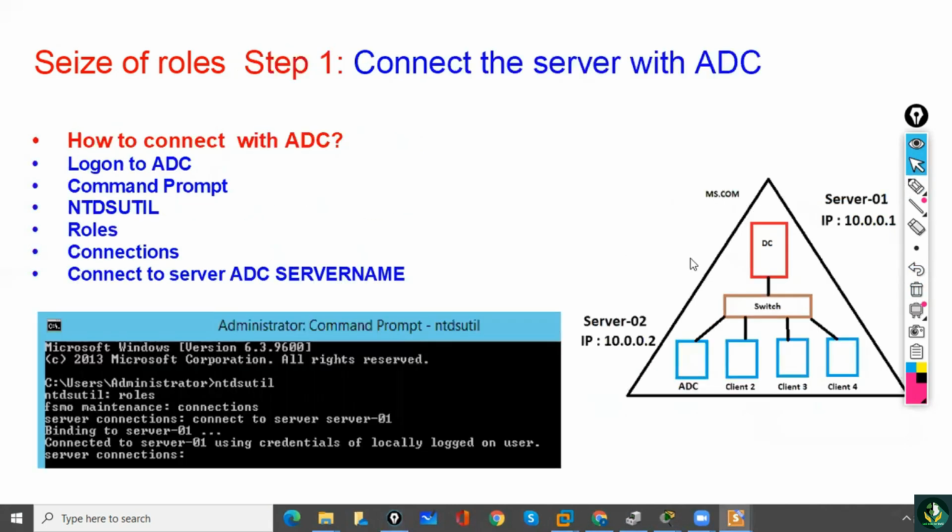Let us see how to connect the server first. You will log on to ADC. This is our ADC, and you will log on to it. You will go to command prompt, then you will run ntdsutil. Then you will go to roles, then connections. Under connections, you will type this command: connect to server 01. You are on the same server, so you will type the same server name, server 01. It is connected.